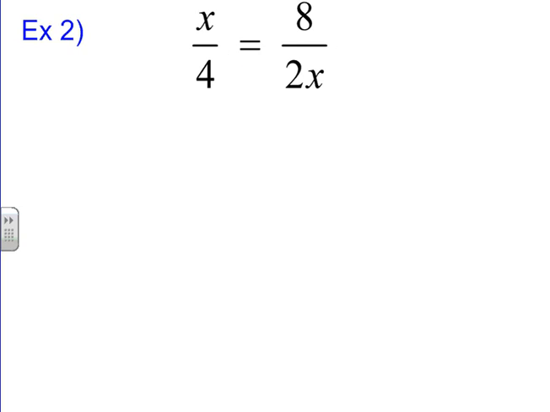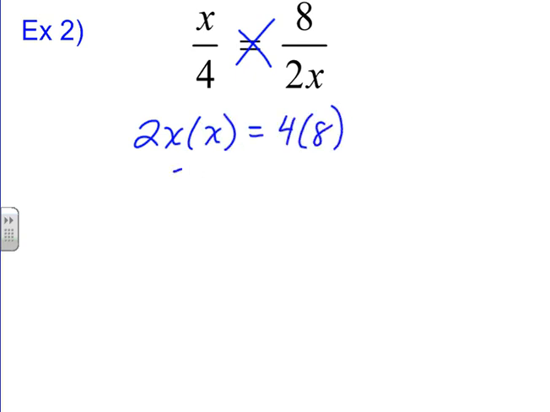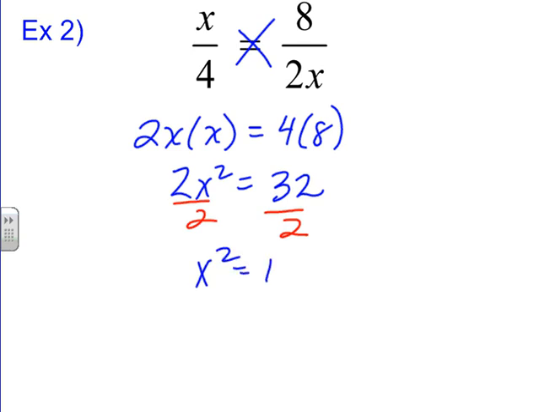x divided by 4 equals 8 divided by 2x, already a proportion. So we're going to multiply 2x times x equals 4 times 8. 2x times x is 2x squared. 4 times 8 is 32. We're going to divide both sides by 2 and find out that x squared equals 16.